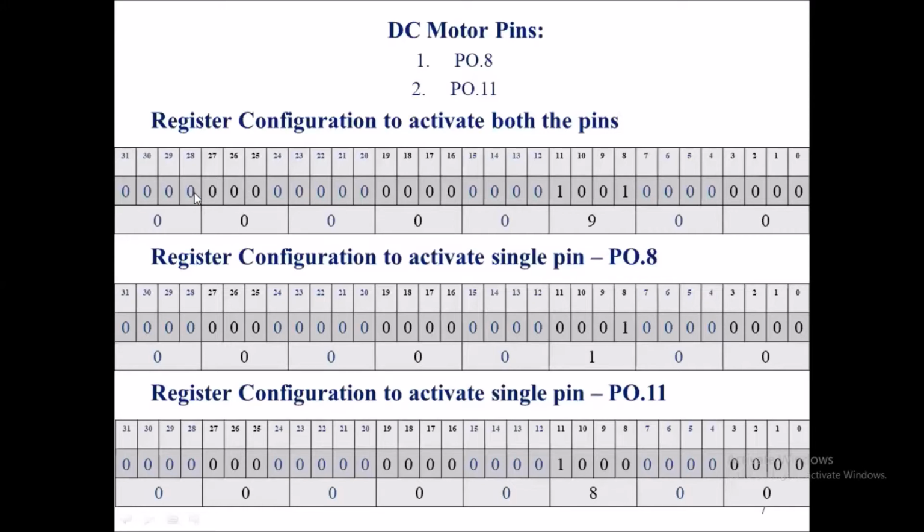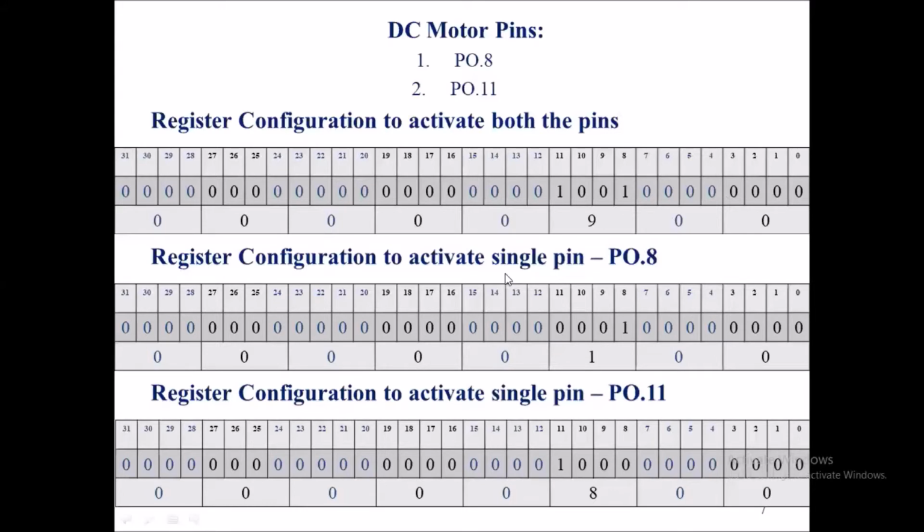Finally, from pin number 28 to the 31st pin, there are again 4 zeros, which are represented as 0. So the register configuration to activate both the DC motor pins is 50900. This is the register configuration which we will be using in our program. I will let you know how to use this register configuration in the program later.